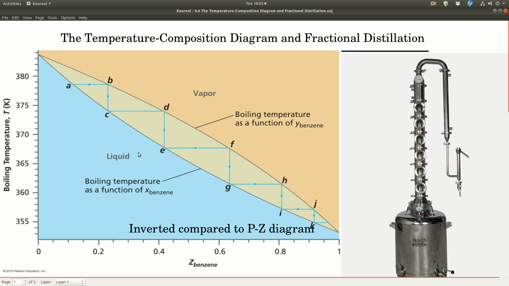So one thing to notice about this is that compared to the PZ diagram, this is inverted. That's because as the mole fraction of the more volatile component, in this case benzene, increases, and by the way this is the same benzene toluene solution, but benzene has a higher vapor pressure and lower boiling point than toluene does. As we get more and more benzene in the mixture, the boiling point of the solution decreases. So it goes in the opposite direction of the PZ diagram.